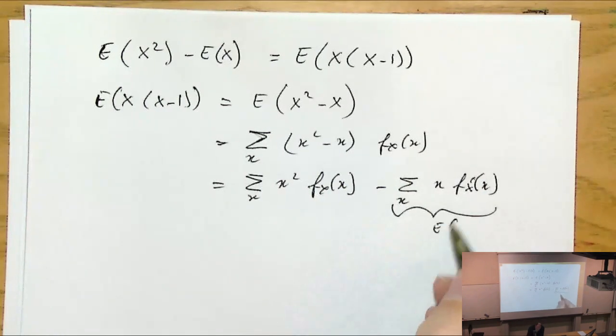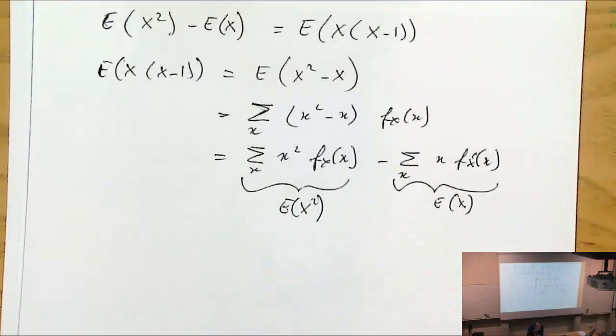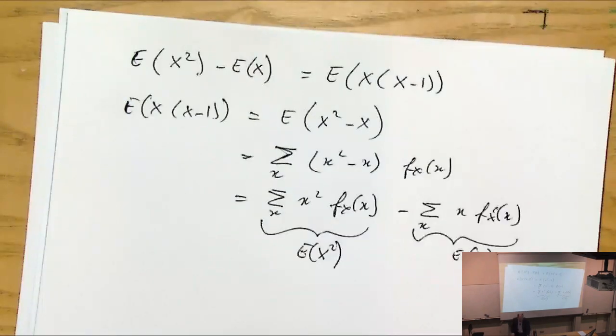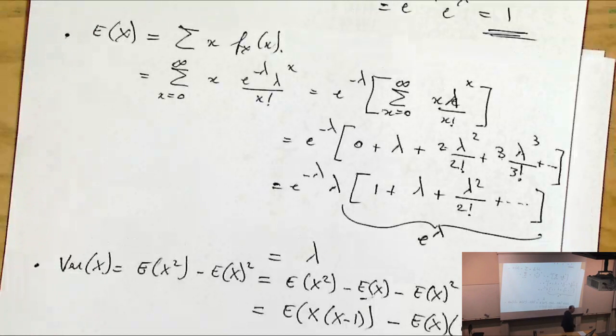This is expectation of x, and this is expectation of x squared. Okay? So you see, this is an operation that we're going to do often with the expectation. You can distribute this. When you have a sum of elements, you can distribute that expectation.